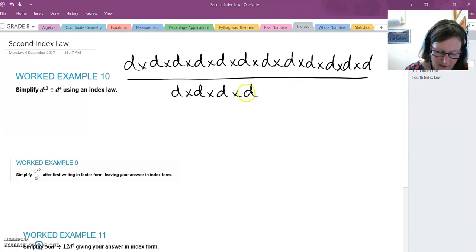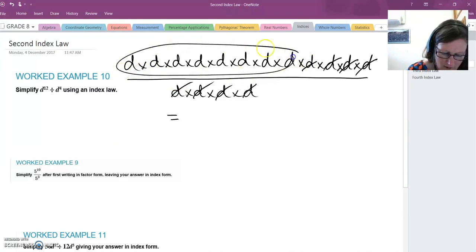Then with cancelling, I could cancel that d with that d, one on the top, one on the bottom, one on the top, one on the bottom. And you can see that what I have left here is d to the power of 8. So in other words, 8 lots of d. There is a much quicker way to do this.